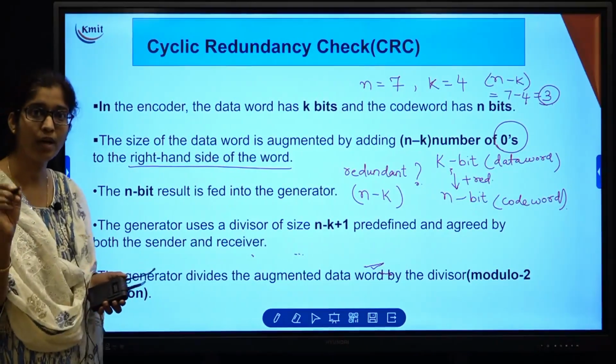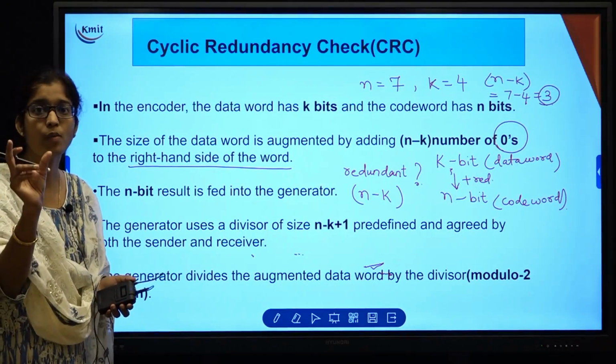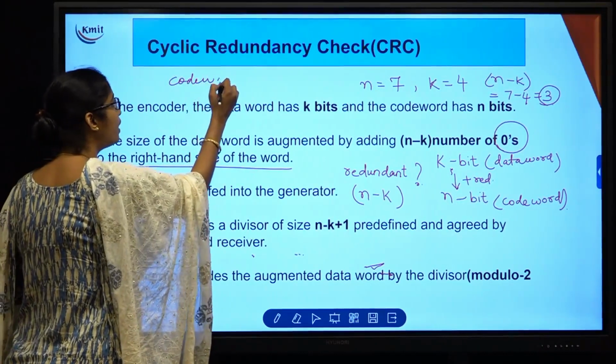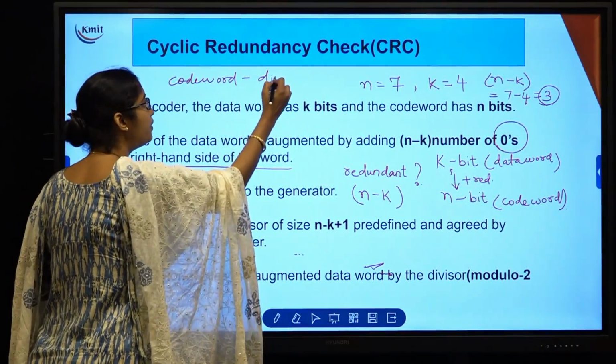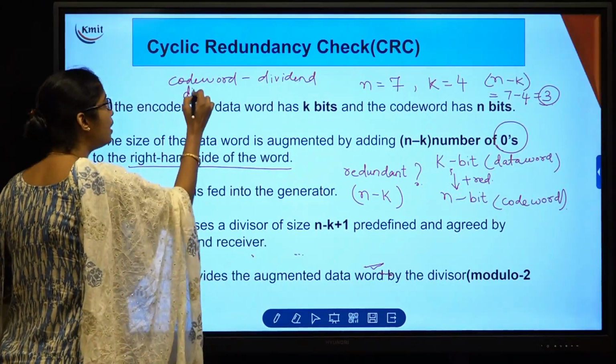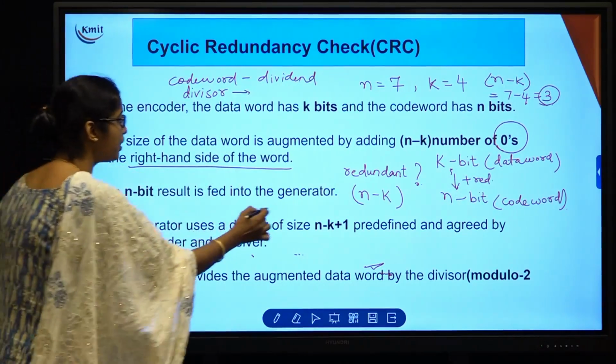Now that code word at the sender side is divided. Divided with what? So the code word has become our dividend. What is the code word now? Code word is serving as our dividend, and now what we need is a divisor. Now a divisor is called as a generator here.